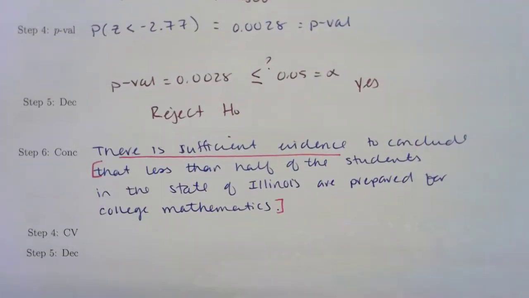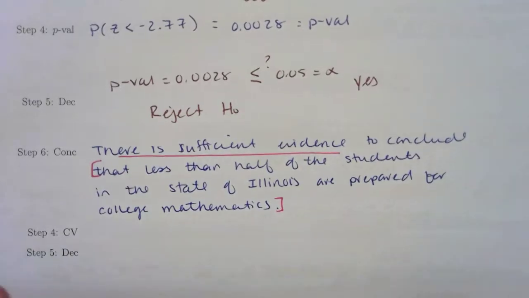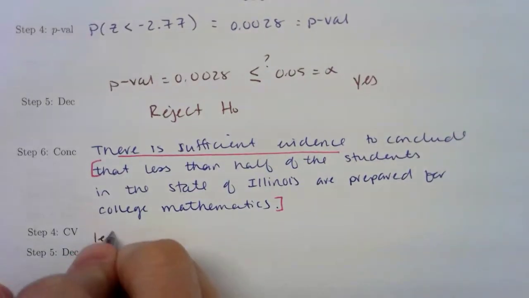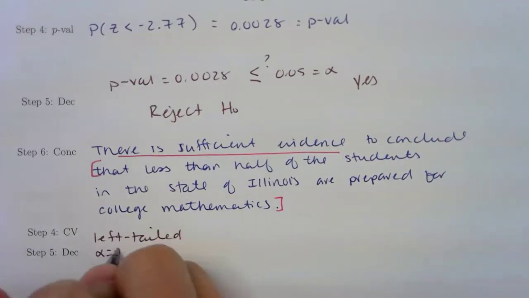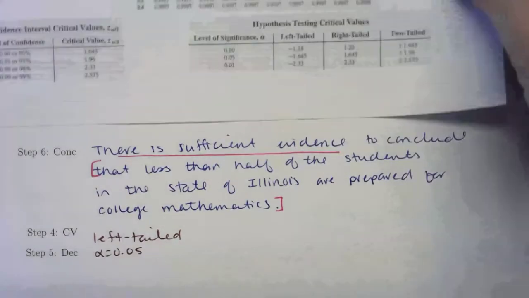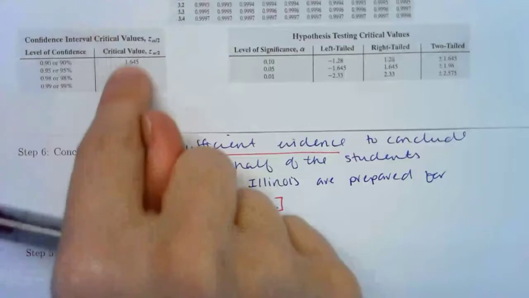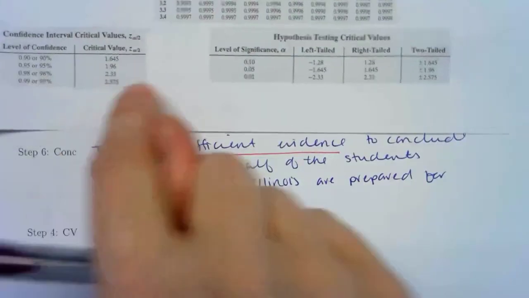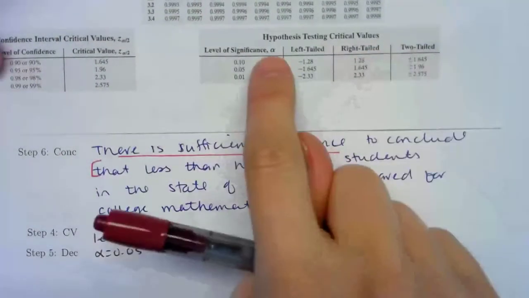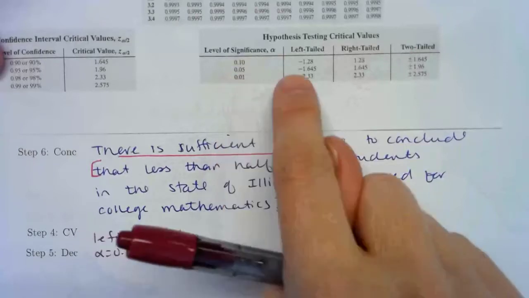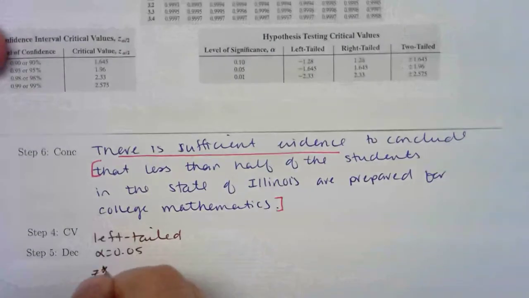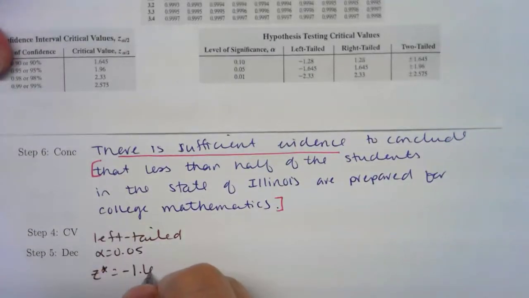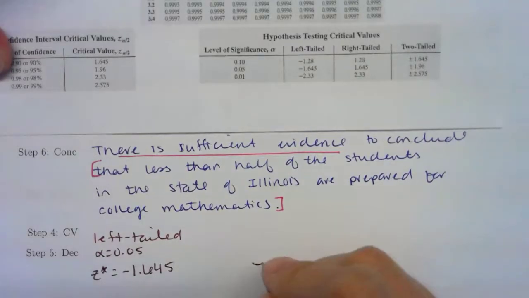All right, now we're going to do step 4 and 5 again, but this time using the critical value. When we look up a critical value, we need to know two things. We need to know the tailedness of the test, and we need to know alpha. And if you look in your Z table, so for confidence intervals, we looked over here for critical values. Now we're going to look over here to the right. And so you're going to match alpha is 0.05 with a left-tailed test. So we call this Z star, and it is negative 1.645.